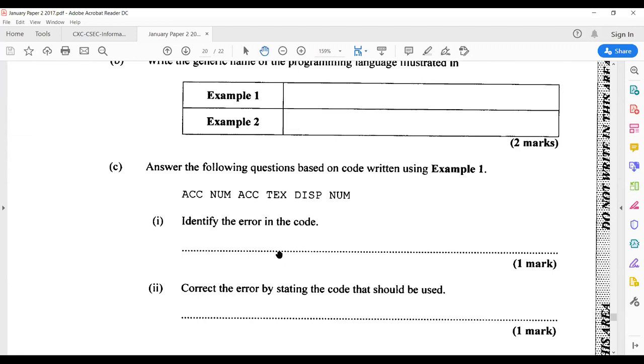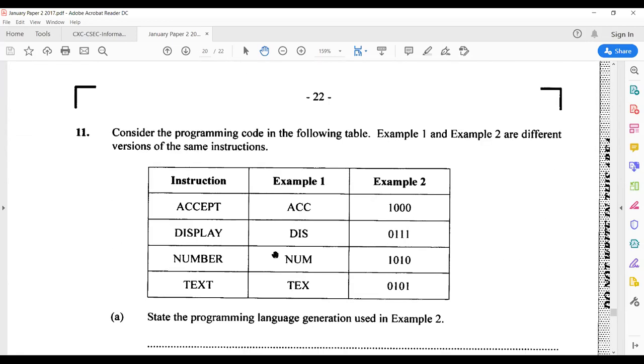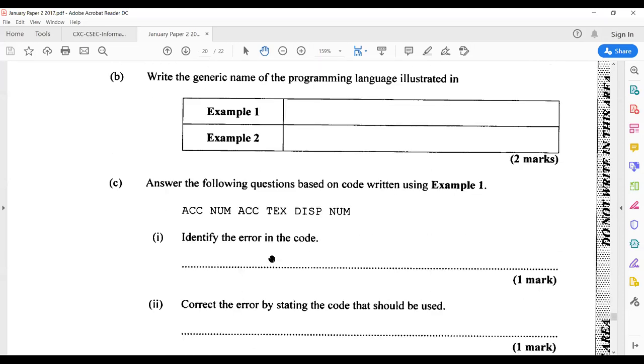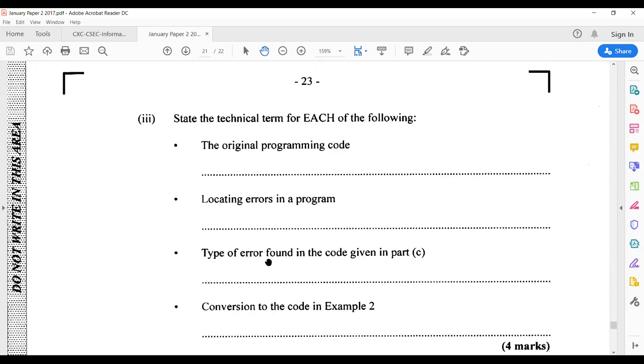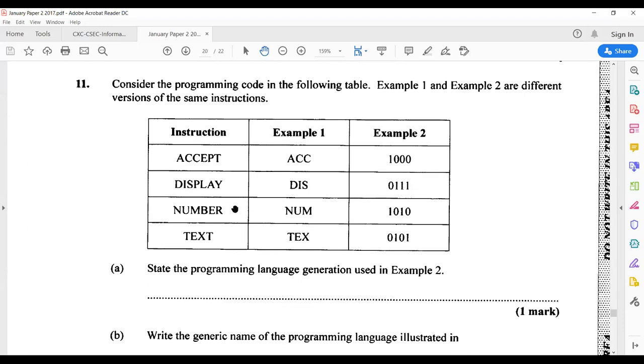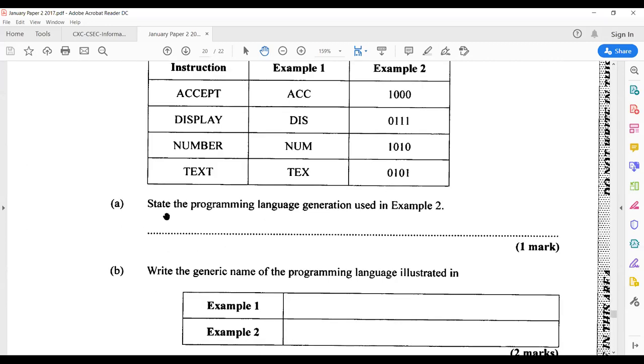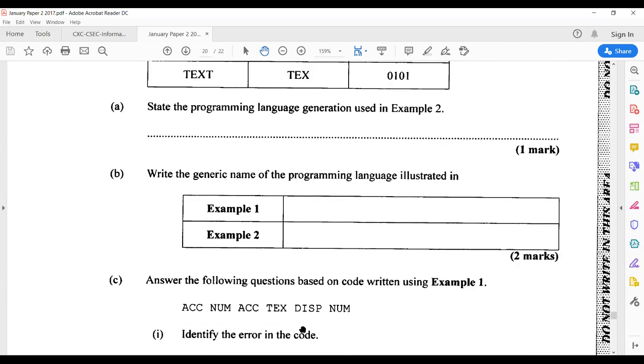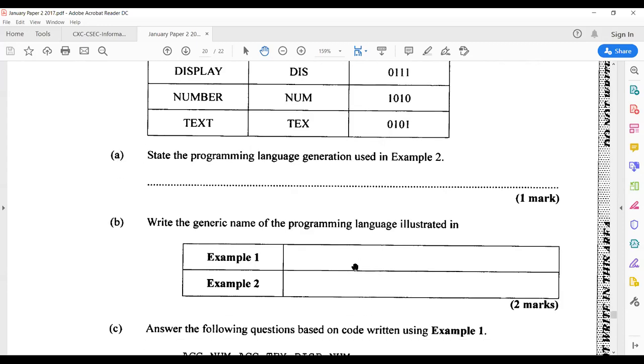Question 11 is a programming question, but it is not specific to any programming code itself. It reads: consider the programming code in the following table. Example 1 and 2 are different versions of the same instructions. So they give an instruction and then show how it could be coded using two different types of programming code. Then they ask you to state the programming language generation, for example 2. So these are different generations. After that, they ask you to write the generic name of the programming language illustrated in the example, so you have to decide what that is.